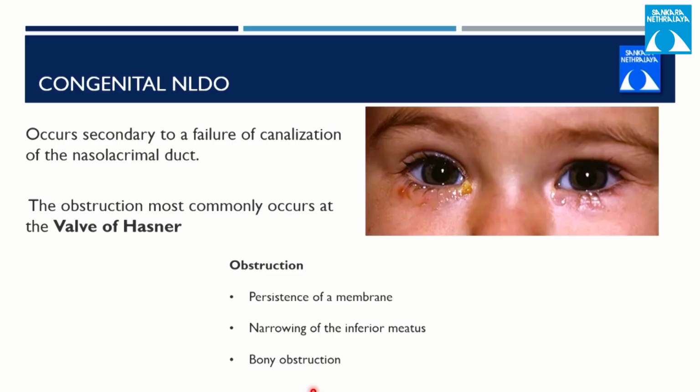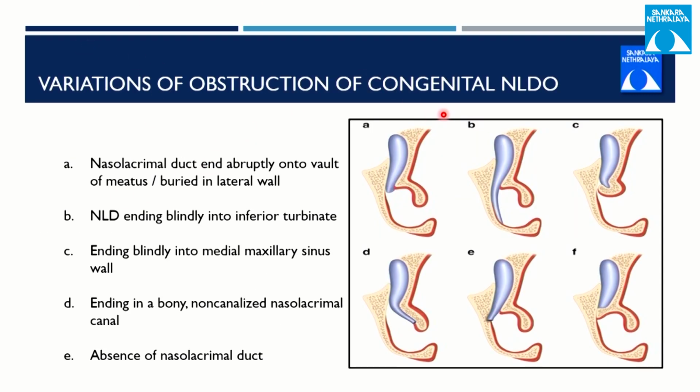So 70% of newborns are born with an imperforate valve of Hasner, out of which 95% of the babies undergo spontaneous resolution by 1 month. The rest 5%, they only resolve spontaneously in 1 year. Now there are variations of obstruction in a congenital NLDO. The first being abruptly ending onto the vault of the meatus, or buried on the lateral wall. Otherwise, you have the NLD ending blindly into the inferior turbinate, or blindly ending into the medial maxillary sinus wall, or it ends into a bony non-canalized nasolacrimal canal, or there is an absence of nasolacrimal duct as such.